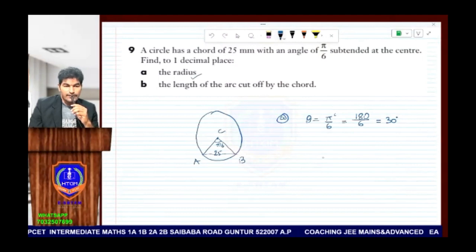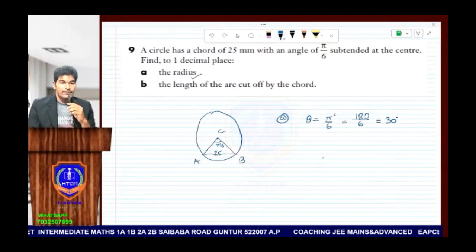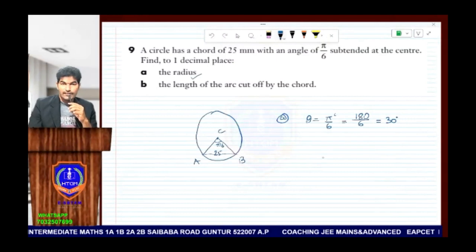So pi, I just replaced it with 180, because pi is always 180 degrees. And by 6, it will be cancelled 30 times. So pi by 6 in radian format is 30 degrees in degrees format.